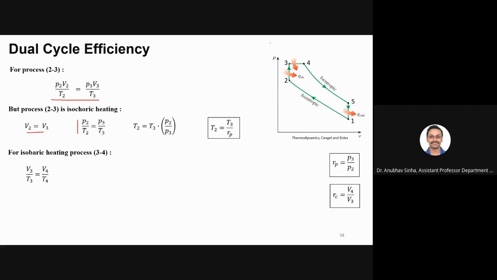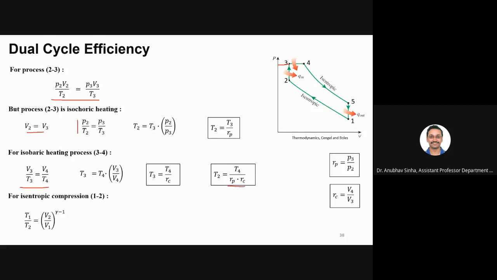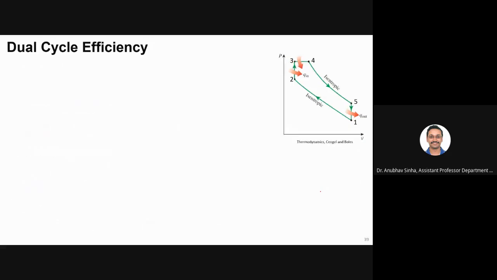And for process 3 to 4, since the pressure is constant, we can equate volume and temperature in this way. Similarly, we can write T3 and T2 in terms of other temperatures and these ratios we have defined. So I'll quickly go through that. Basically, in this slide what you see is that we are defining temperatures in terms of these ratios that we have defined in previous slides.